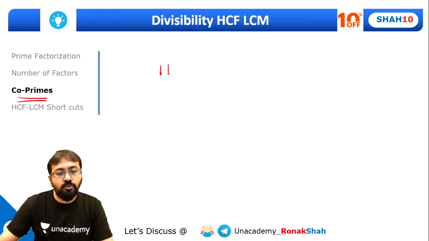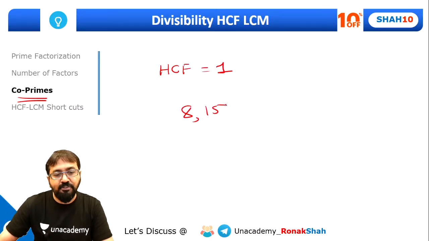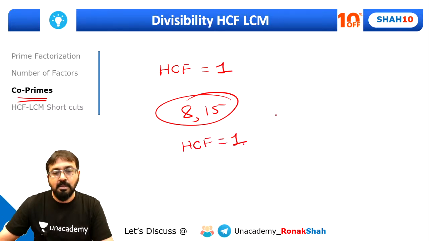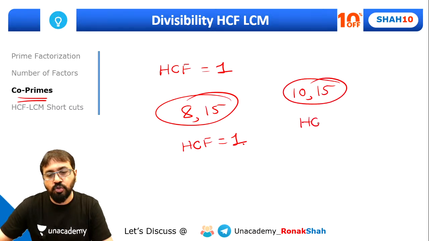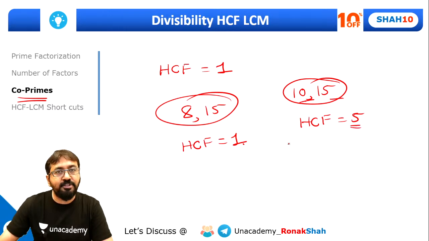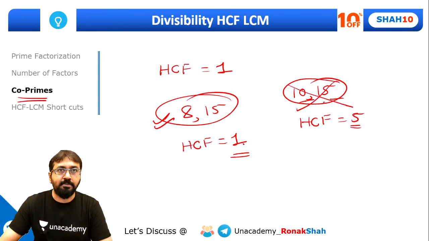What are co-prime numbers? They are numbers whose HCF is 1. For example, if I take 8 and 15, what is the highest common factor of these two numbers? It's 1. But if I take suppose 10 and 15, then what is the HCF of these two numbers? It's 5. Both the numbers are divisible by 5. So HCF is 5, the highest number by which both the numbers are divisible. And the highest common factor of 8 and 15 will be 1. So these are co-prime numbers. These are not co-prime numbers, right?